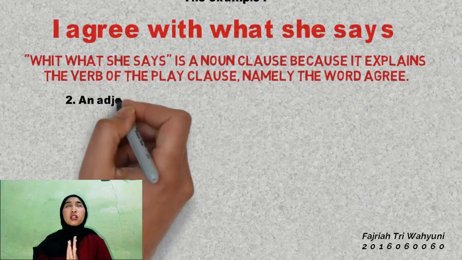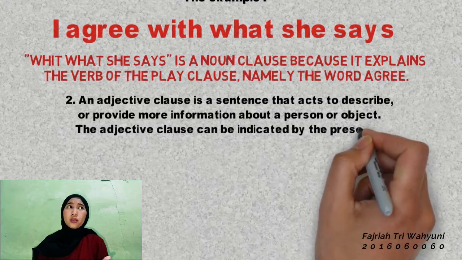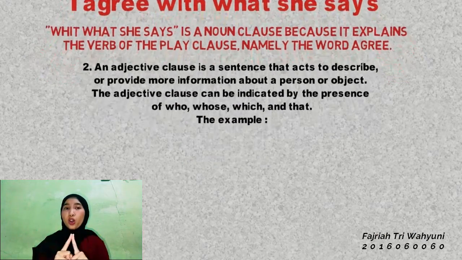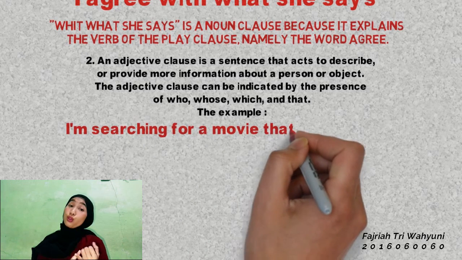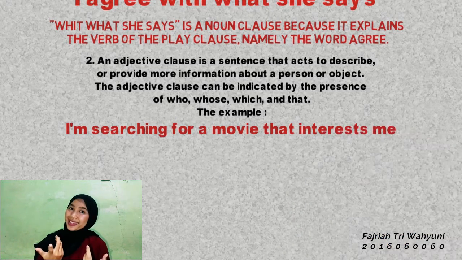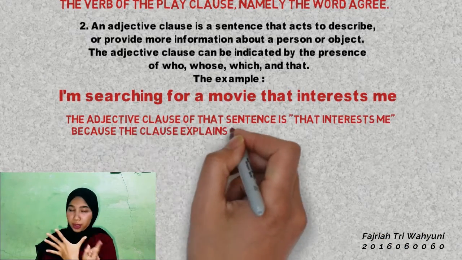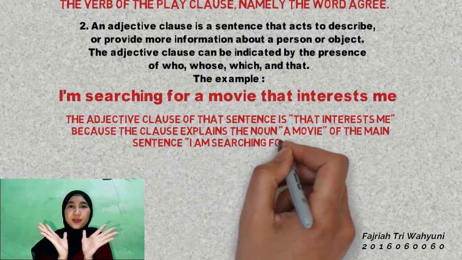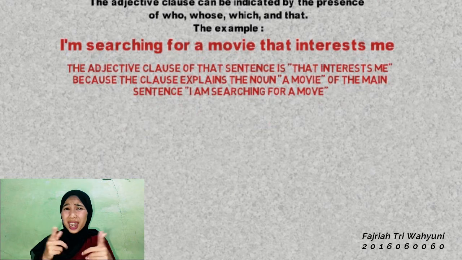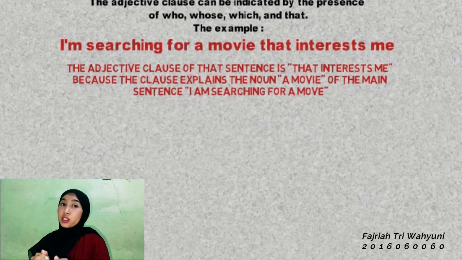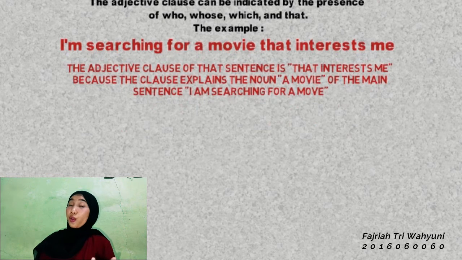An adjective clause is commonly a clause that acts to describe or provide more information about a person or object, and it can be indicated by the presence of who, whose, which, and that. This is a simple example: searching for a movie that interests me. That interests me is the clause because there is the word that, and it explains the noun, the word movie, of the main sentence, I'm searching for a movie.